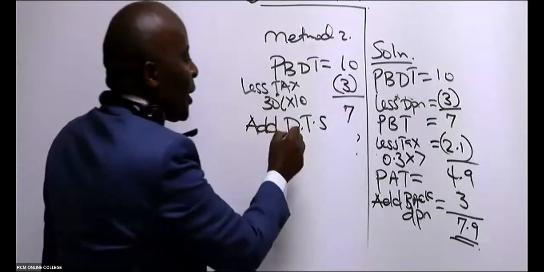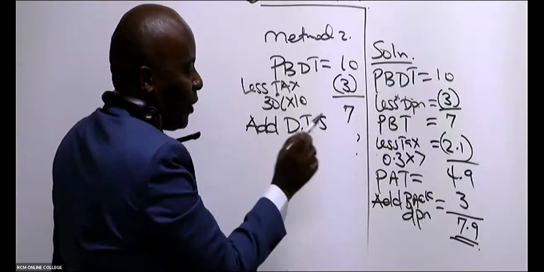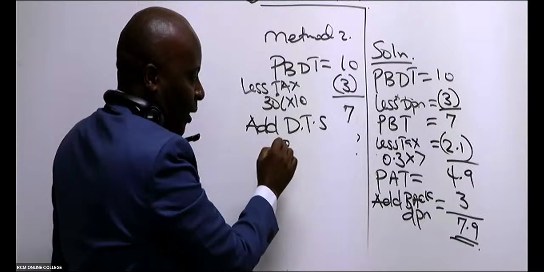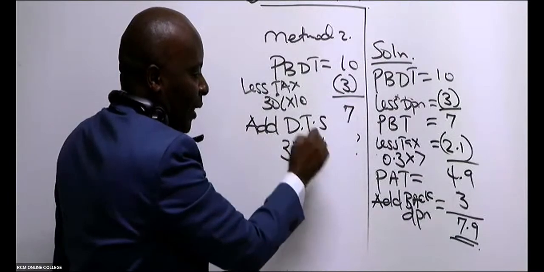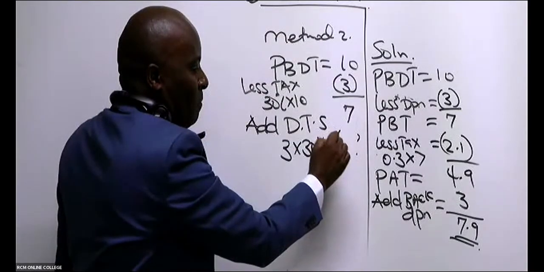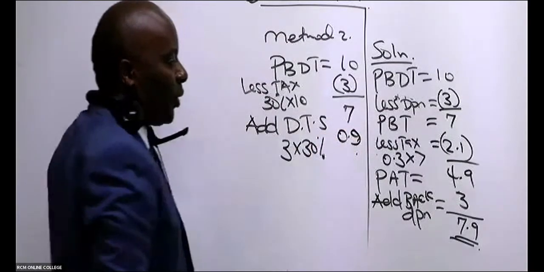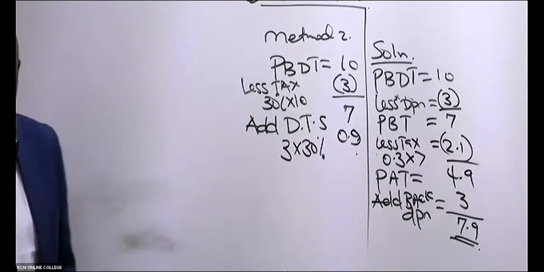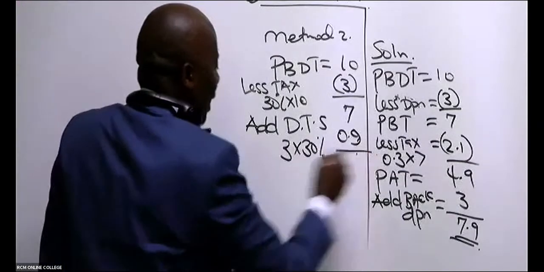So then the depreciation itself, the figure you had given me, was it 3? Depreciation was 3, right? And the rate of tax is 30%. You see 3 times 30% gives me 0.9, isn't it? So at the end of the day, I'll be able to get my cash flow.